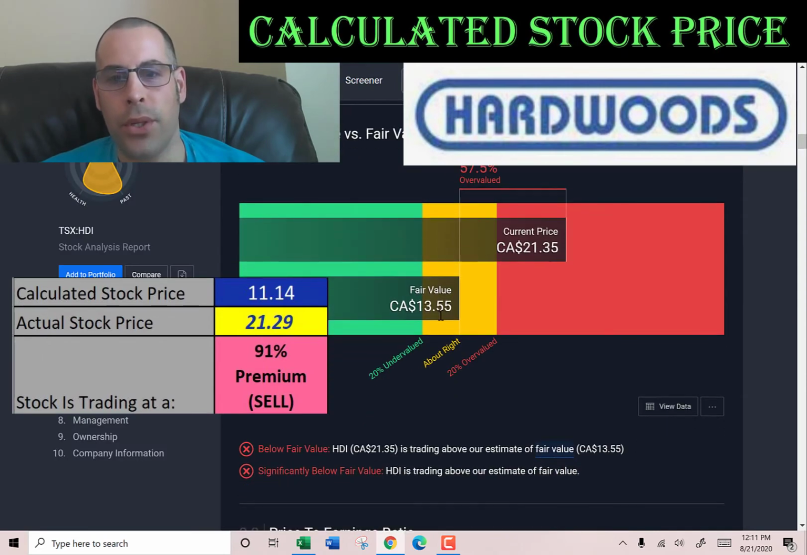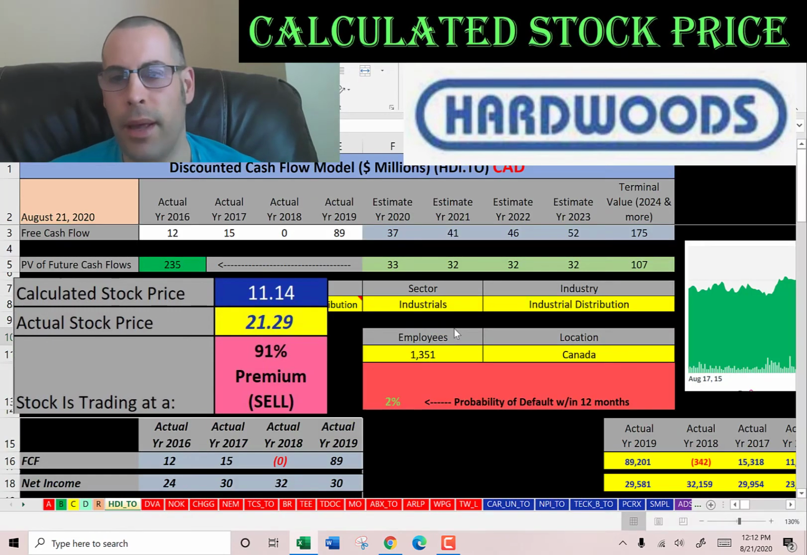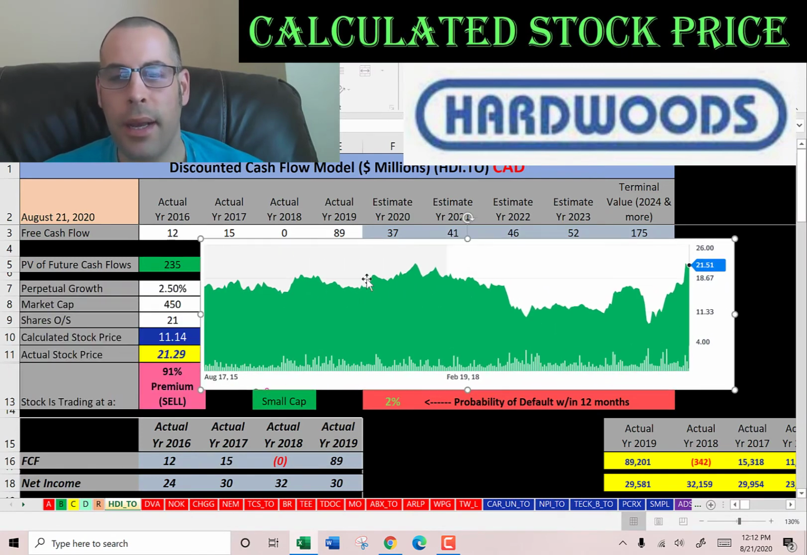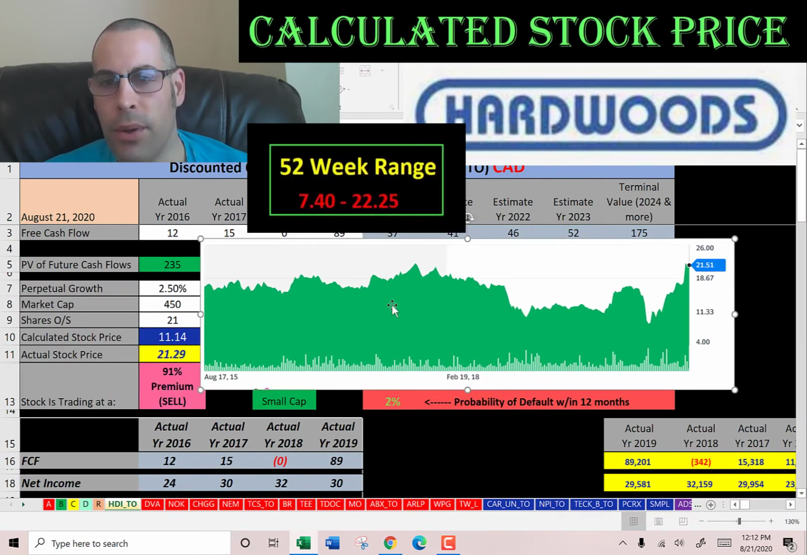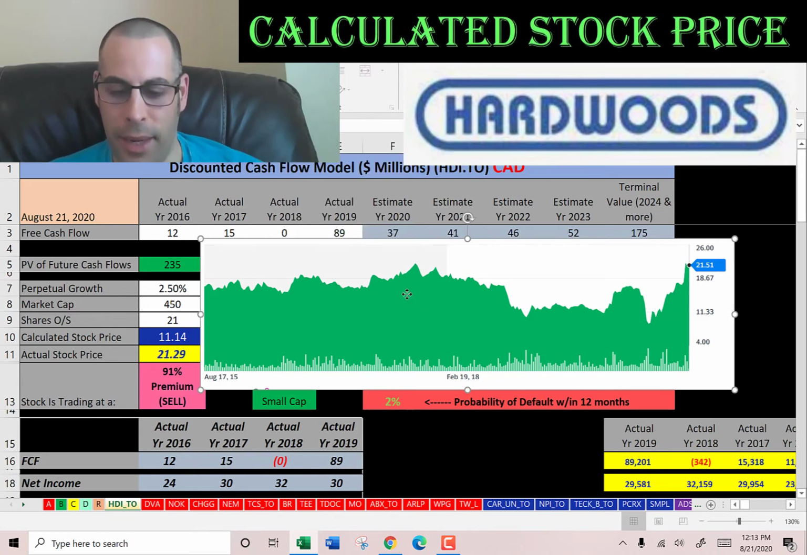Let's see what Simply Wall Street has. They're at $13.55 a share, so they're also saying the stock is overvalued. Let's see where it's been trading at. So it looks like it was trading around $20 a couple of years ago, then dropped quite a bit to below $10, but it's been ramping up since coronavirus. It's at its all-time high. This seems like the type of stock that would do well during coronavirus, even if their financials don't indicate that.